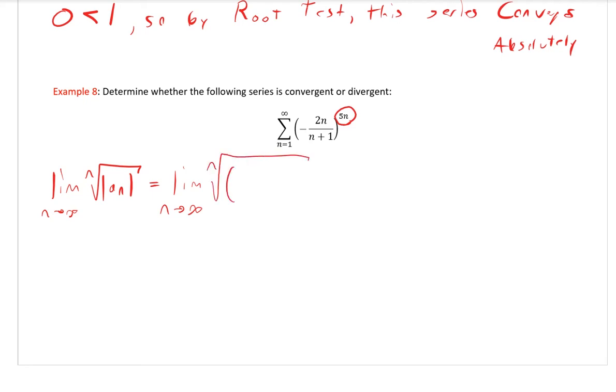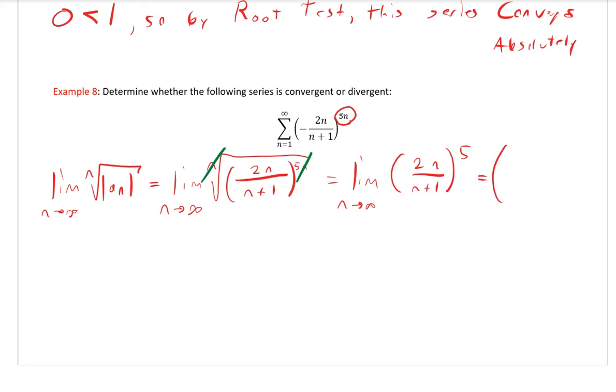So we want the nth root of, in this case, the negative will be taken out from the absolute value. So we have 2n over n plus 1 to the 5n power. The n and that n will cancel out because that'll be 5n times 1 over n. And you'll have the limit as n approaches infinity of 2n over n plus 1 to the 5th power. We can move that limit inside of the function. So we have the limit as n approaches infinity of 2n over n plus 1 all to the 5th power.